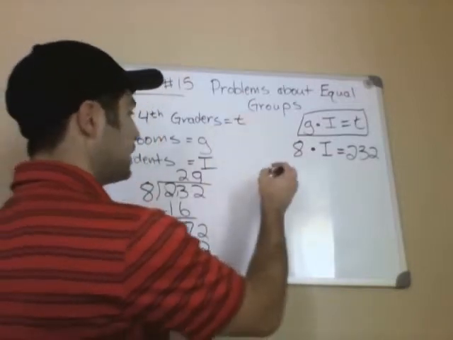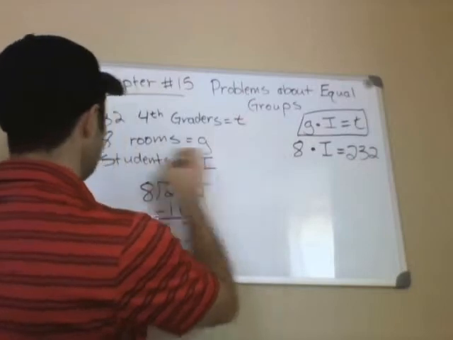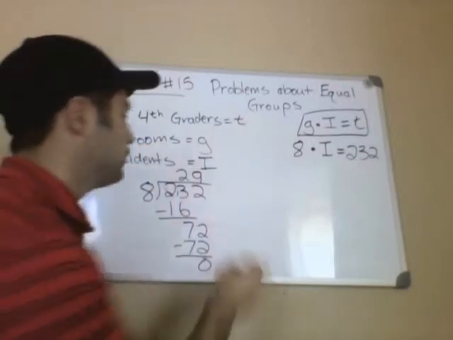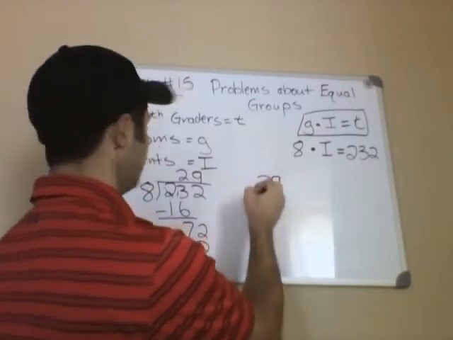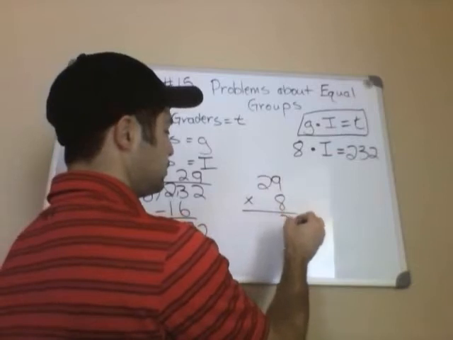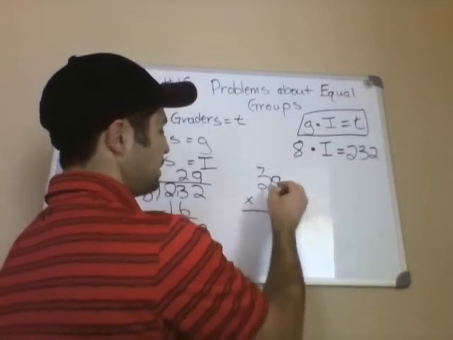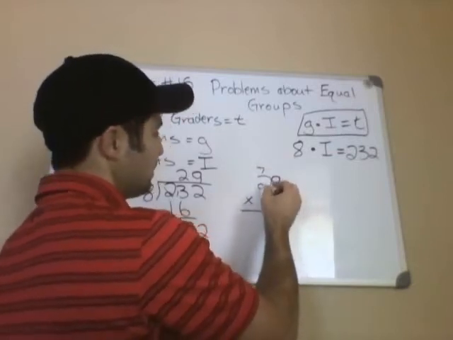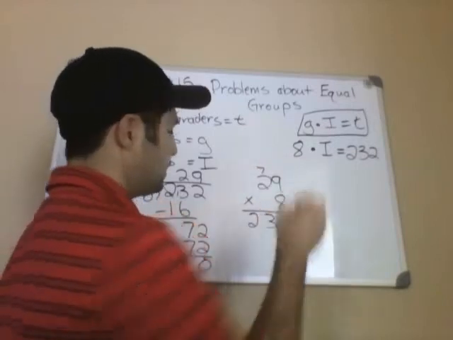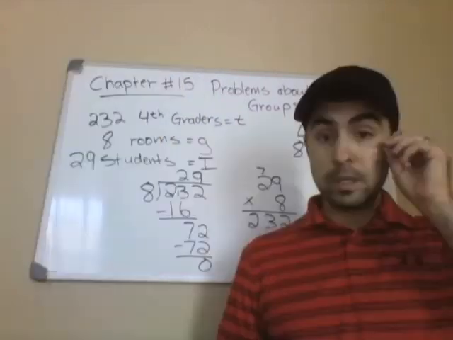Okay, so we have 29 kids. The number of students in each group is 29. So if you want to check that, you can take 29 times 8. Let's see, 9 times 8 is 72. Carry the 7. 8 times 2 is 16. Plus 7 is going to be 23. Okay?